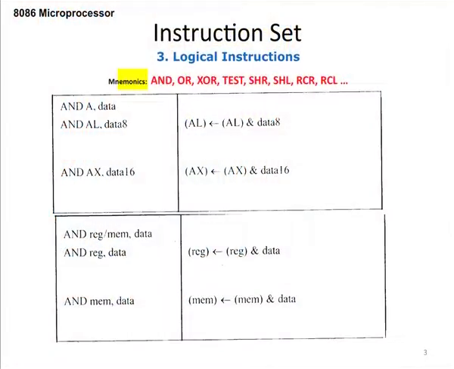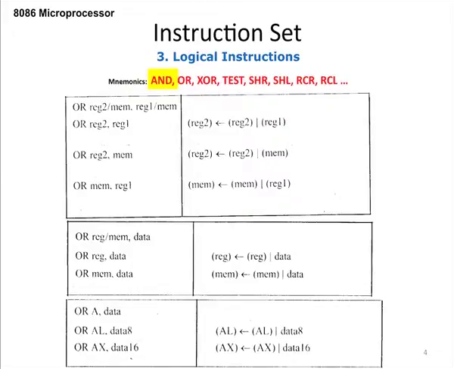Some more instructions for the AND operation are AND AL, 8-bit data and AND AX, 16-bit data. In both these cases the contents will be ANDed and the result will be stored as the contents of the destination. In the same manner we have the instructions for the ORing operation, in which the instruction AND is replaced with OR, and rest all remains the same.